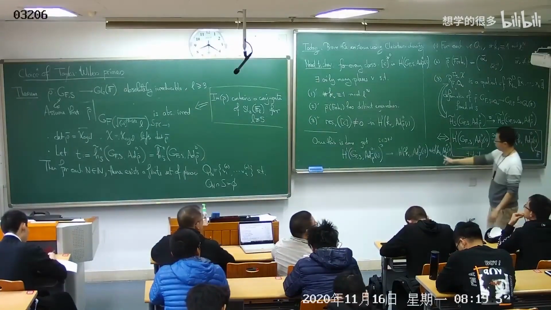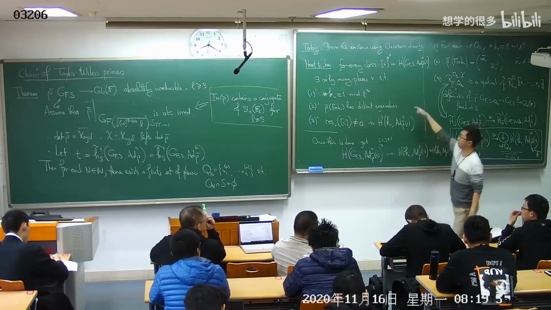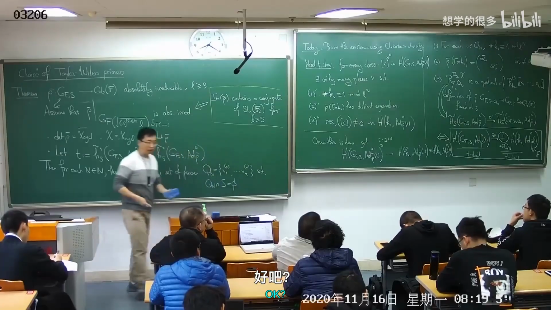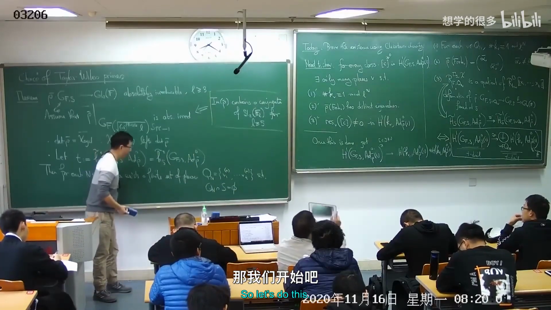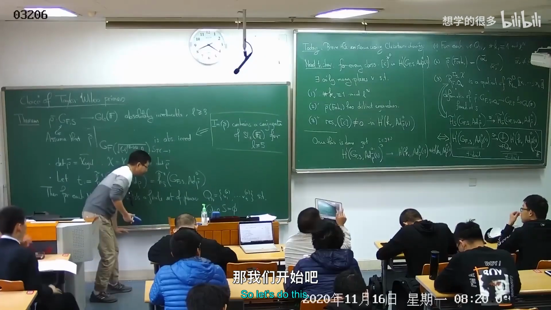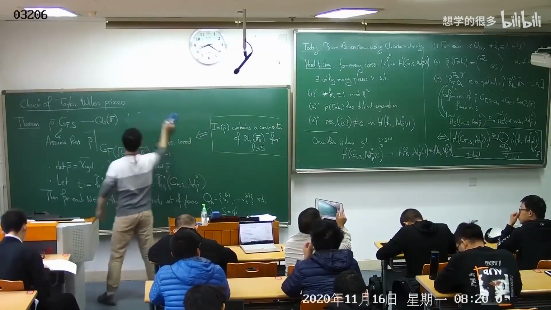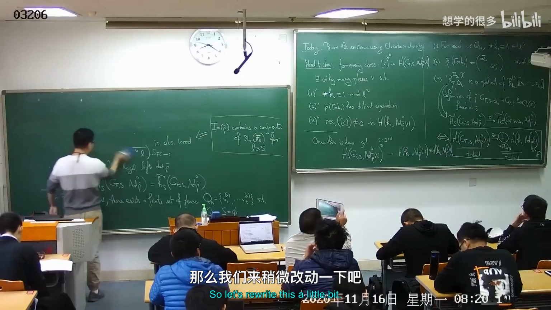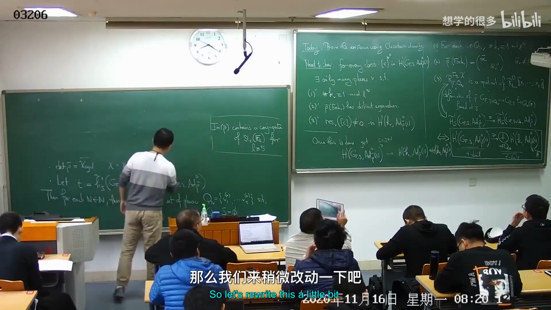I can find a local place such that the restriction of this is not 0 and satisfy the first two conditions here. Okay? So let's do this. Right. So let's rewrite this a little bit.